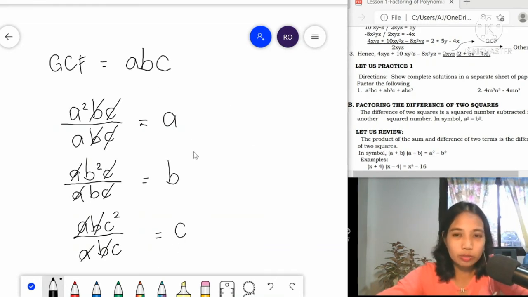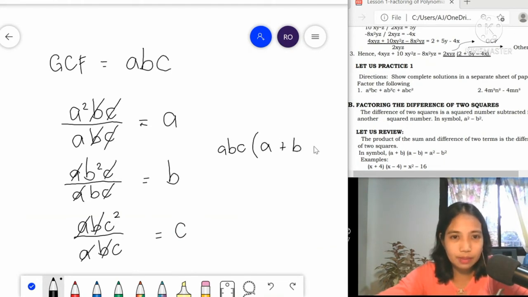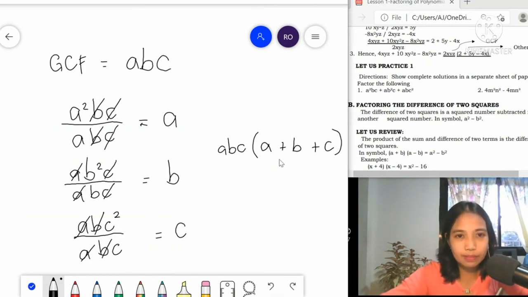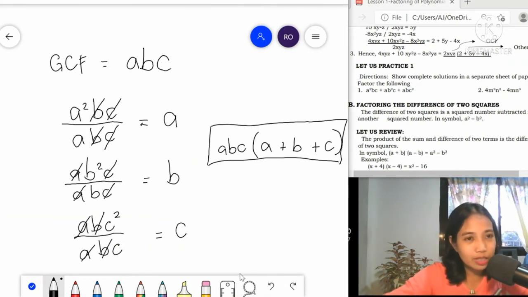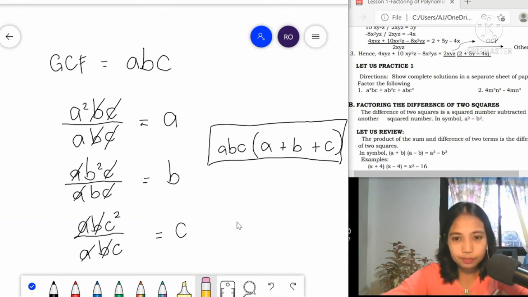Okay? So to write the final answer, this will become A, B, C, and then parentheses A plus B plus C. Okay? So this is now the final answer. These are now the factors of the expression in number 1. Okay? So let's do the number 2.